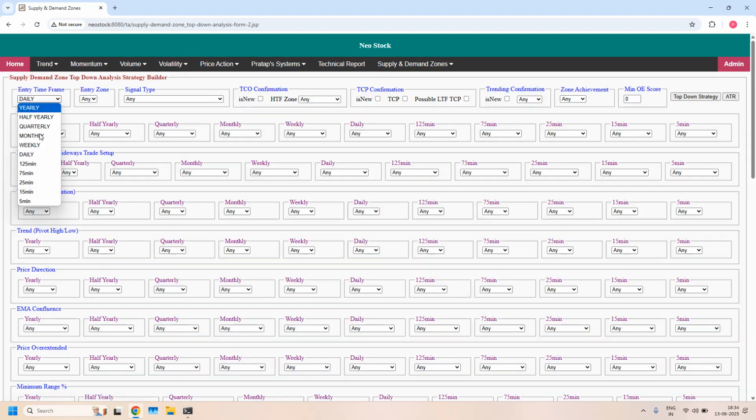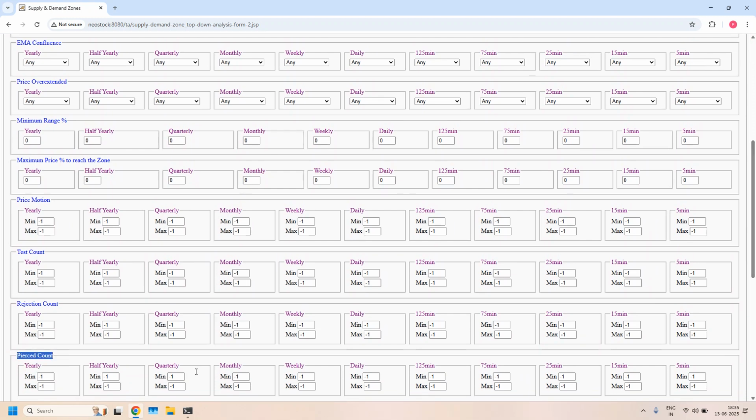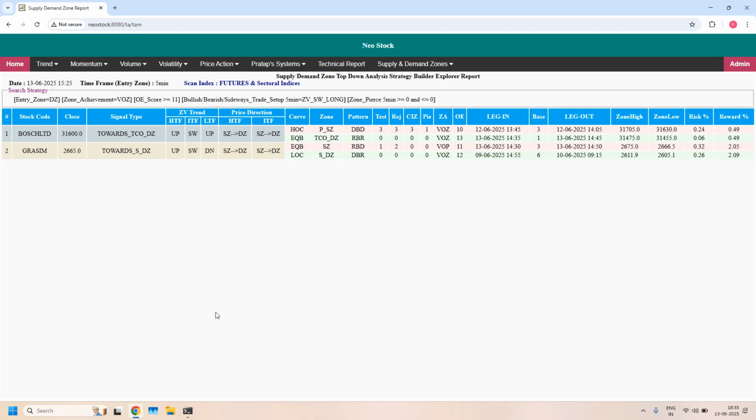For hourly income trade, entry time frame 5 minutes, entry zone, demand zone, bullish or bearish or sideways at 5 minutes. I am selecting sideways long. Zone achievement VOZ, minimum odd enhancer score 11 for sideways, and also 5 minutes demand zone should not be pierced. So in the pierced count at 5 minutes time frame, minimum value 0, maximum value 0. With these filters, we got 2 stocks. And they are supporting hourly income trade, sideways long trade setup, and entry time frame zones are 5 minutes demand zones.